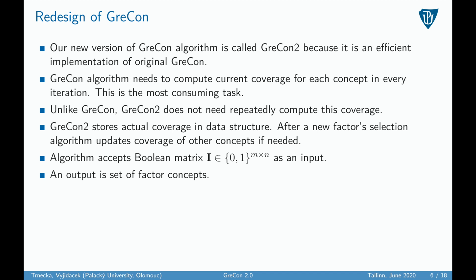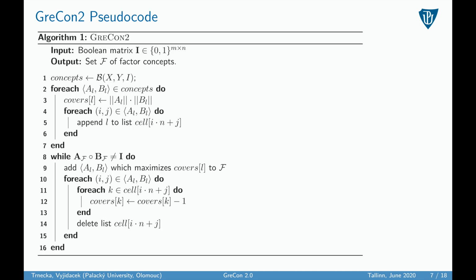Our new version, called GreCon 2, does not need to compute this coverage repeatedly. We store this information in a data structure, and if the algorithm selects a new factor, then the other concepts' coverage is updated. GreCon 2 takes matrix I as an input and returns a set of factor concepts. Let's look at the pseudocode of GreCon 2.